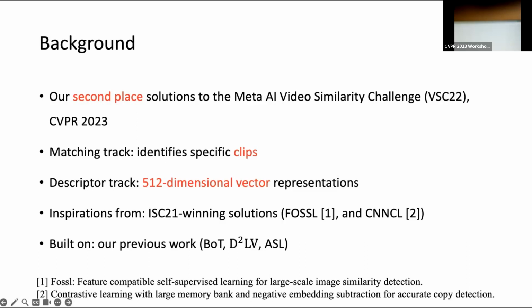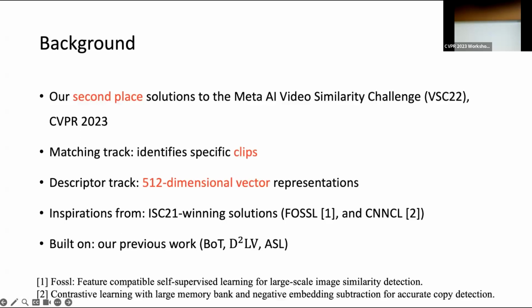Our solutions are inspired by the ISC21 winning solutions, the FOSO and the CNNCL. FOSO is feature-compatible self-supervised learning for large-scale image similarity detection. And the CNNCL is contrastive learning with a large memory bank and negative embedding subtraction for accurate copy detection. These two works are for image copy detection, and we are focused on video copy detection. We think that there is no gap between video copy detection and image copy detection. Image copy detection can be used directly for video copy detection.